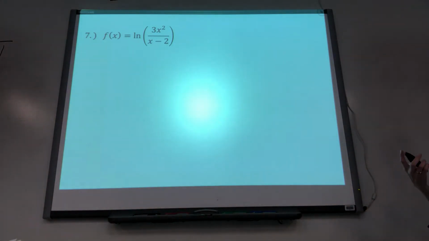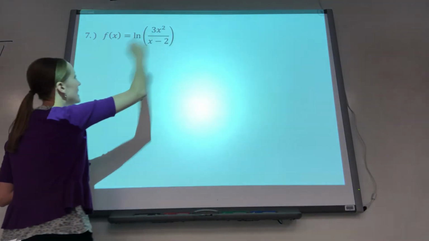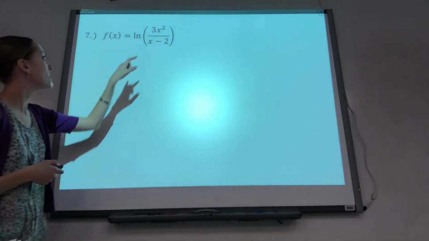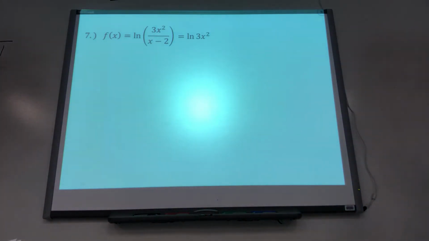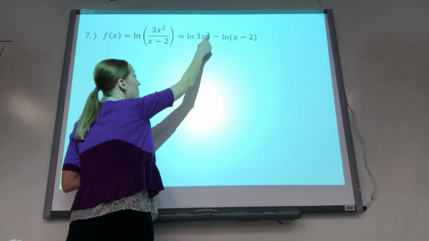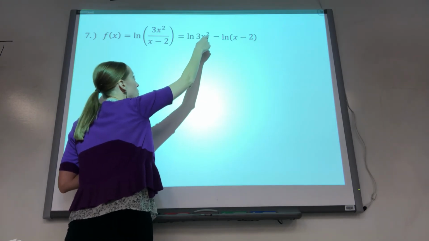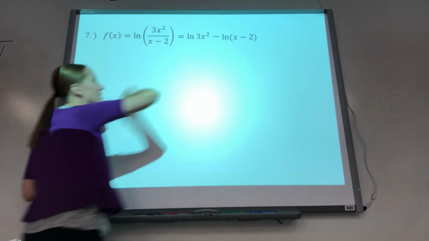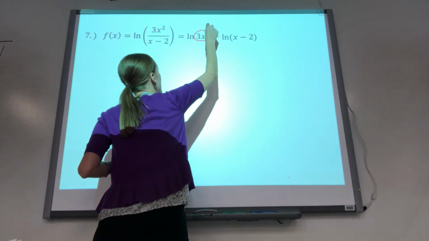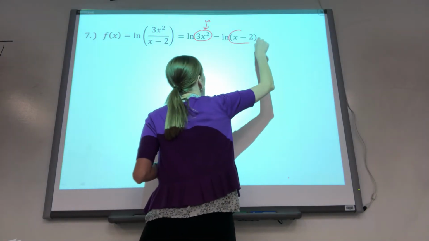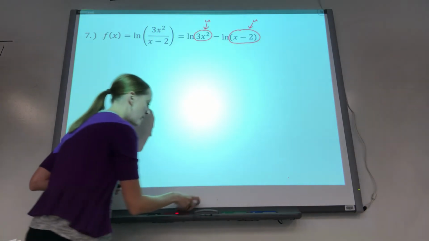Product property used a plus, so quotient property is going to use a minus. This is the same as the natural log of 3x squared minus the natural log of the entire quantity x minus 2. Now, I can't use the power property right here with the 2 because the only thing being squared is the x, not the 3. So I'm just going to leave this the way it is. That'll be u for the first part. That'll be u for the second part.